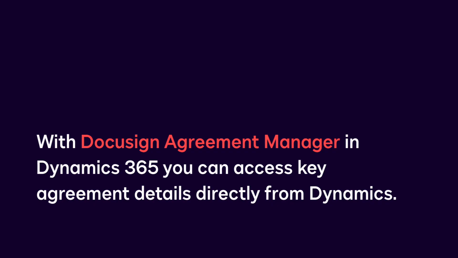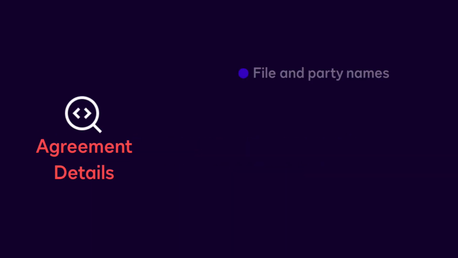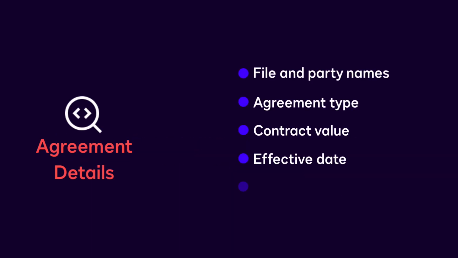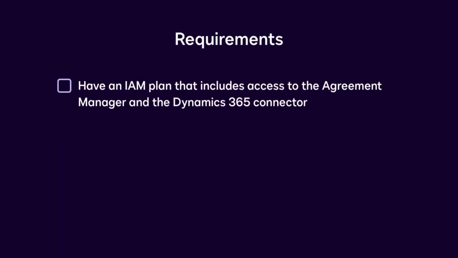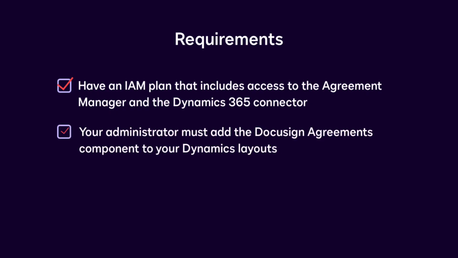With DocuSign Agreement Manager in Dynamics 365, you can access key agreement details directly from Dynamics, such as file and party names, agreement type, contract value, effective date, and expiration date. To view agreement data, you must have an IAM plan that includes access to the Agreement Manager and the Dynamics 365 connector, and your administrator must add the DocuSign Agreements component to your Dynamics layouts.